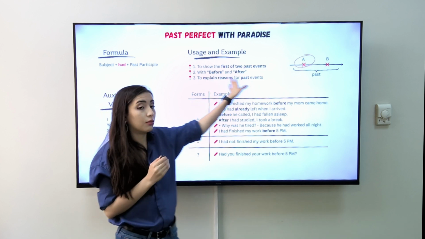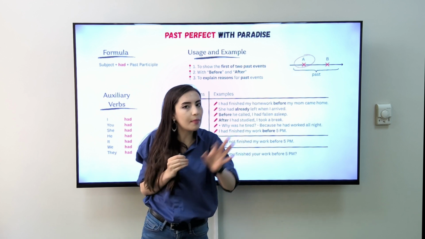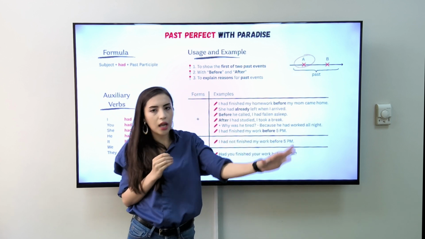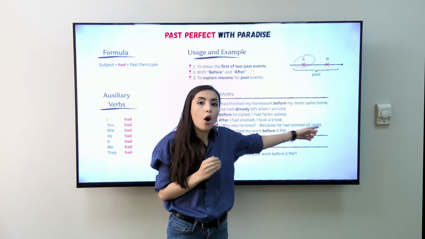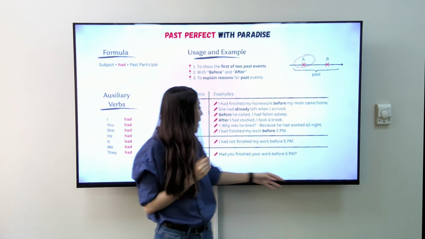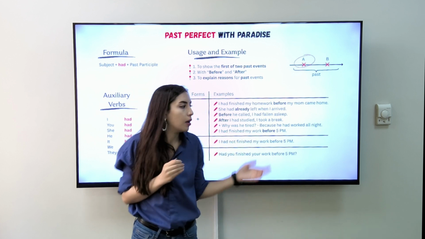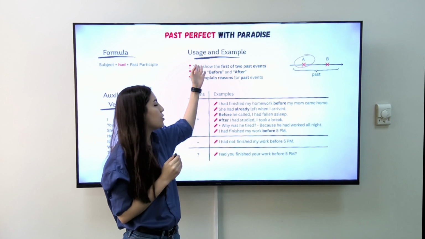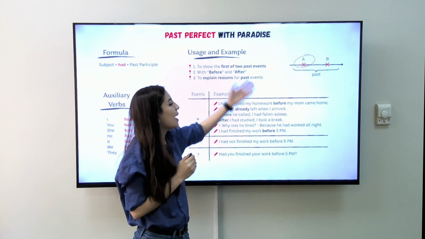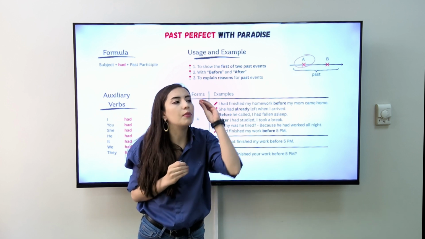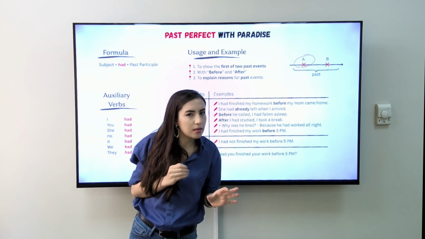A reason for a past event. For a past event, he was tired. For example, last night I saw him and he was tired. Why? Because he had worked all night. Okay? And I had finished my work before 5 p.m. Again, categories number 2 and 3 are the same, I can say. But before and after are just signs that the moment we hear them, we see that it might be a past perfect.